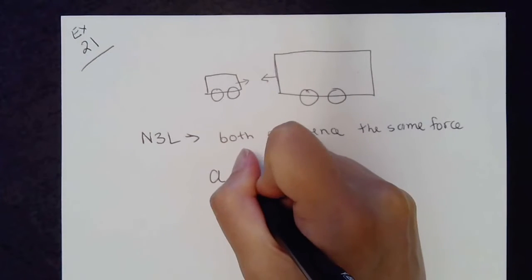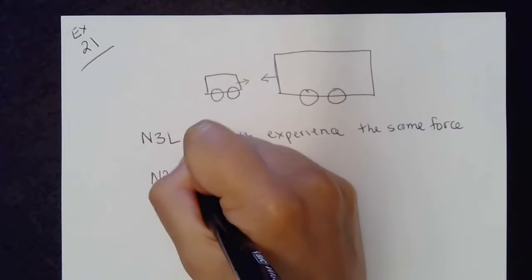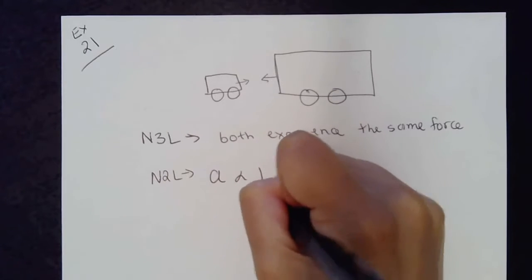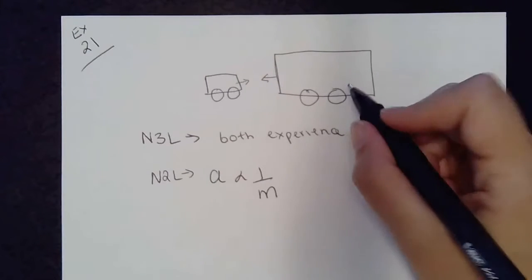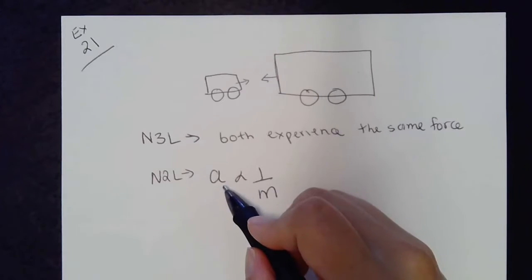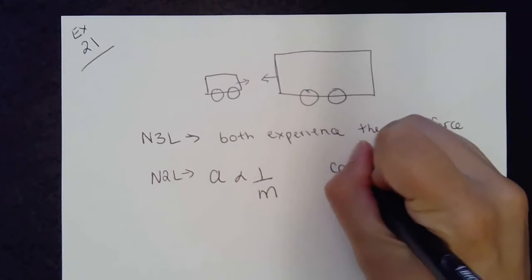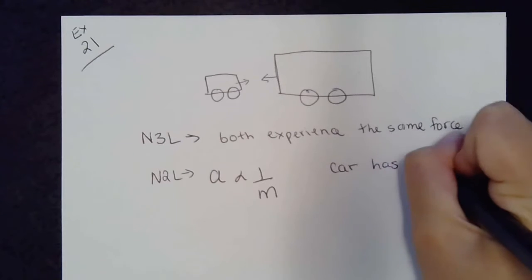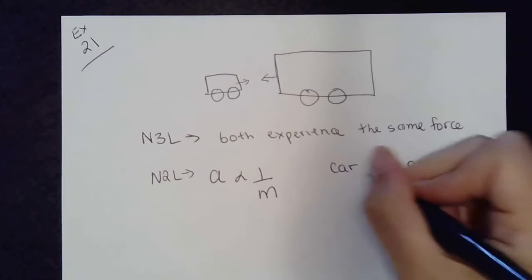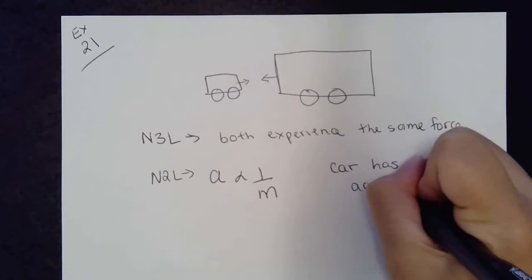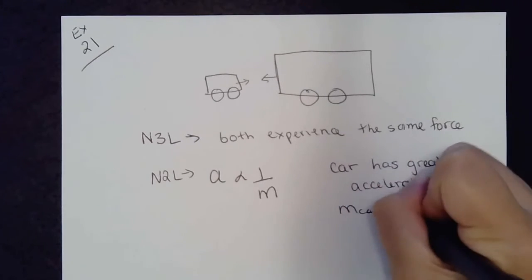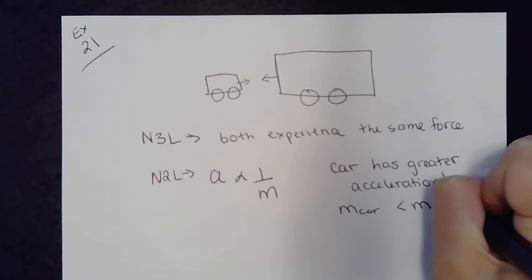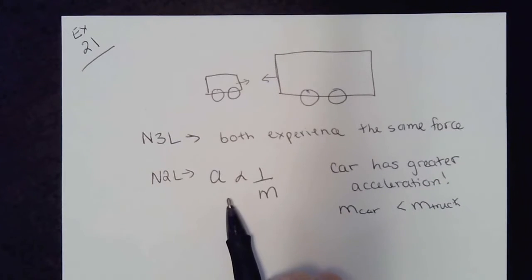As I just showed, due to Newton's second law, acceleration is proportional to 1 over mass, so inversely proportional to mass. This means that the object with the larger mass, which is the truck in this case, would experience the lower acceleration. So the car has the greater acceleration, assuming that the mass of the car is less than the mass of the truck.